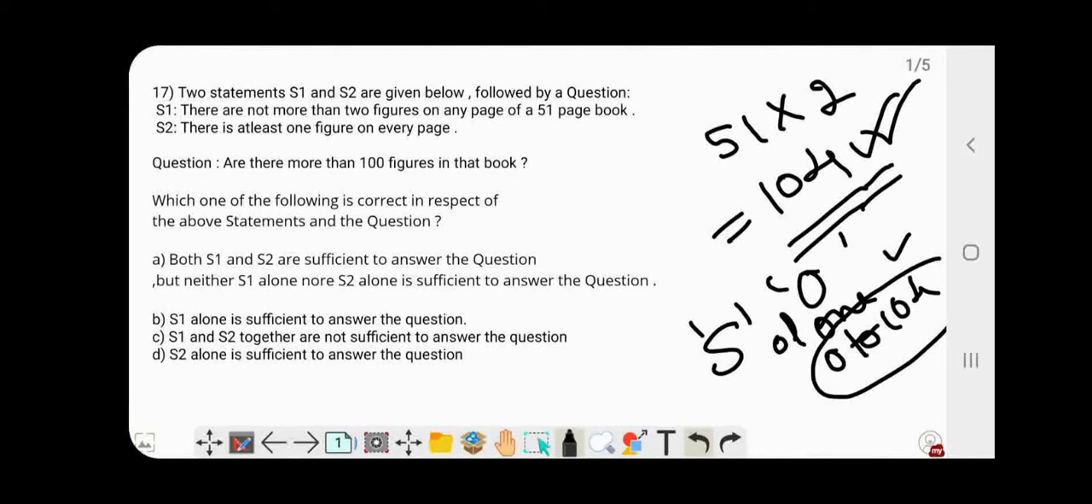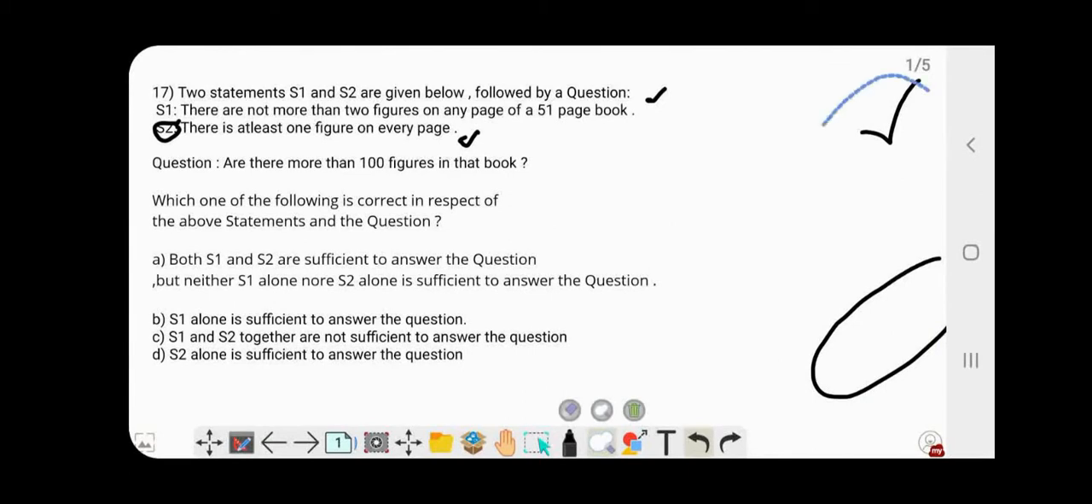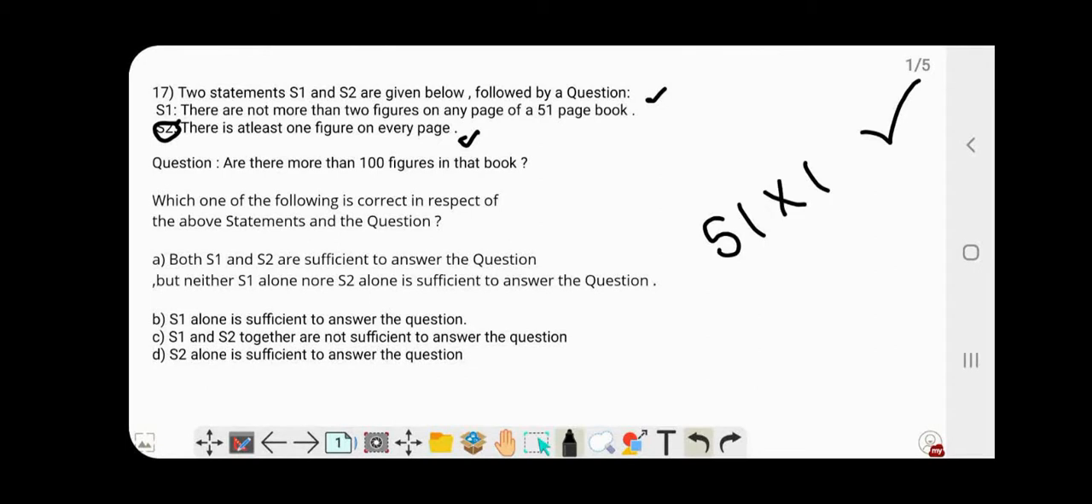Let's go through S2 alone independently. In these kinds of questions, we need to evaluate the statements individually, independent of the other statements. You have to evaluate S1 alone, S2 alone, and if there's S3, then S3 alone. And then you have to use these statements in combination. So when we look at S2 alone, they say that there is at least one figure on every page. Okay, so if there are 51 pages, one figure on every page, we will have a minimum of 51 figures. But they have not said what the maximum limit is.